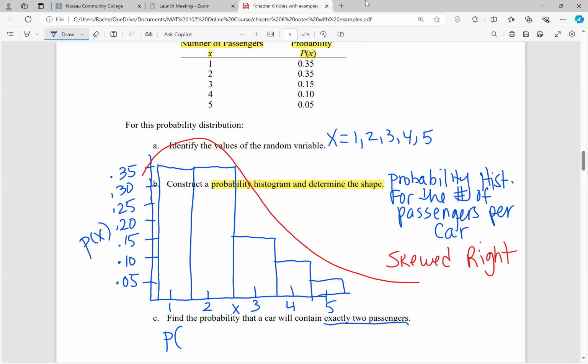So what I'm really saying is, what is the probability that the number of passengers, which is X, is equal to 2? Is exactly 2. So this is what we're looking for. Let's go to the table. The probability that x is equal to 2, if we look to the right, is 0.35. So there's a 35% chance that if you were standing on the side of the highway and you took a car at random, it's going to have 2 passengers inside.